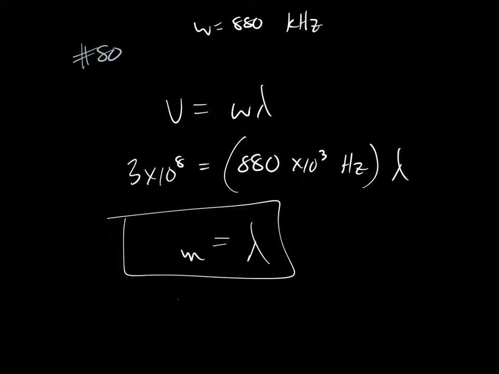But then the earlier part of the problem said they're constructing a radio tower, and the length of the antenna on the radio tower should be lambda over 4. So if the wavelength turns out to be like 30 meters, just divide that by 4 to get the height that the antenna should be built. So this problem is really asking you to find out what the wavelength is.